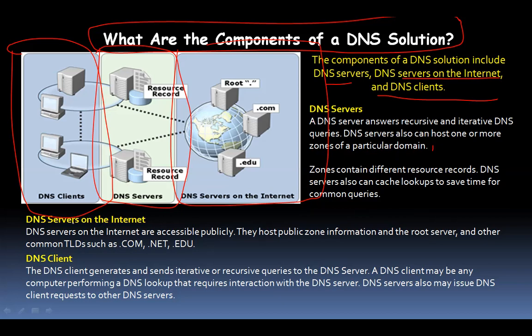And if we talk about DNS servers on the internet, this side, the DNS servers on the internet are accessible publicly, so this will be available to the public. They host public zone information and the root servers and other common top level domain servers such as .com, .net and all. If we talk about clients, the DNS clients generate and send iterative and recursive queries to the DNS server. A DNS client may be any computer performing a DNS lookup that requires interaction with a DNS server. And a DNS server may also issue a DNS client request to another DNS server.